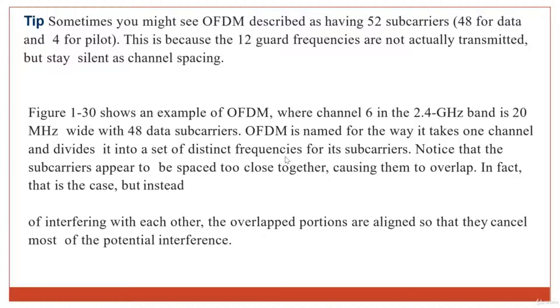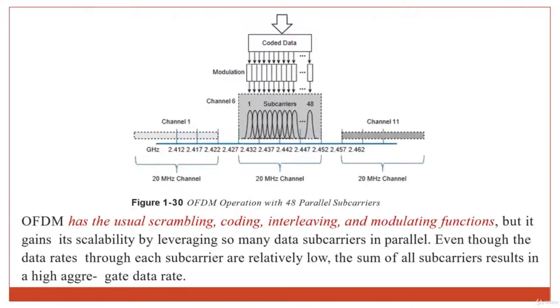Now let me show it in the diagram. Here you can see that you have coded data, then you have 48 subcarriers, and then you have the channel. So you have a 20 megahertz channel, and it is spread across 48 subcarriers. Now OFDM obviously has to use scrambling, coding, interleaving and modulation, but for all subcarriers, and that's why it's parallel processing.